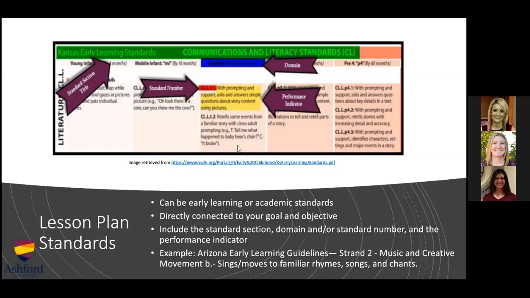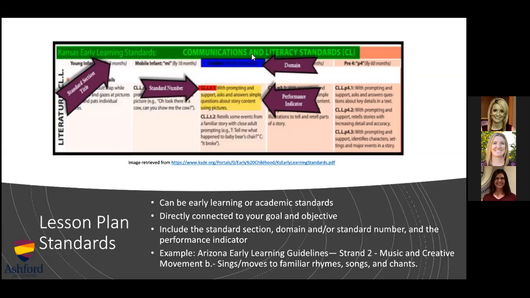This particular example on the screen is from the Kansas Early Learning Standards. As you can see from the farthest purple arrow on the left, this is pointing to the standard section title. This lets us know what section or category of standards we're currently looking at. The part highlighted in green is the communications and literacy standards. And at the end, it has in parentheses CL. That's important to point out because we're going to talk about that in just a minute.